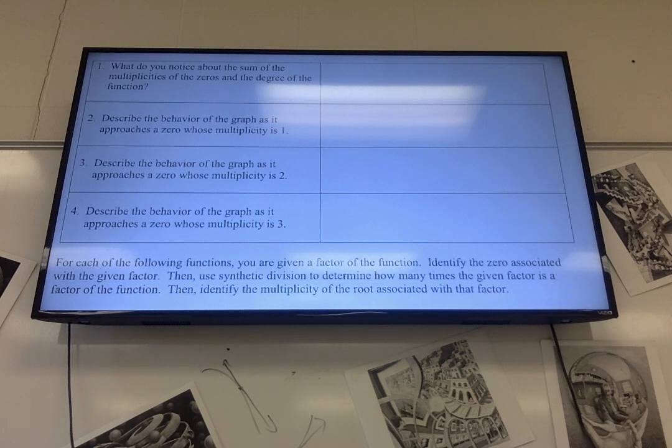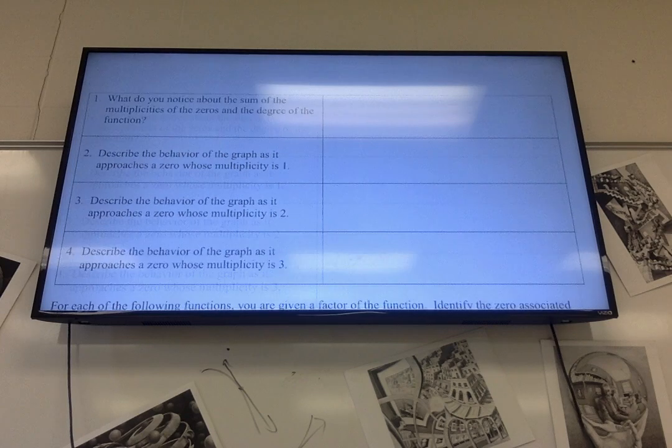If it's a cubic, the highest power would be 3. A quartic would be 4. A quintic would be 5, and so on. So what do we notice about the sum of the multiplicities of the zeros and the degree?